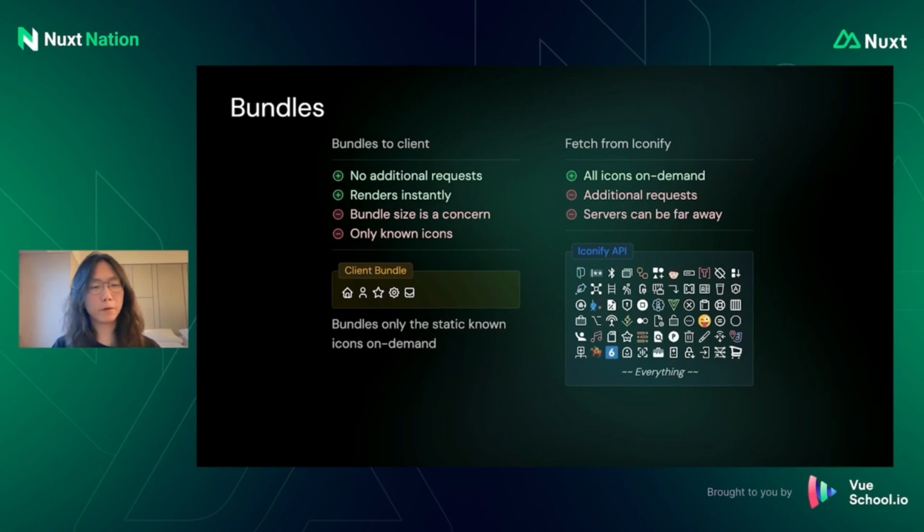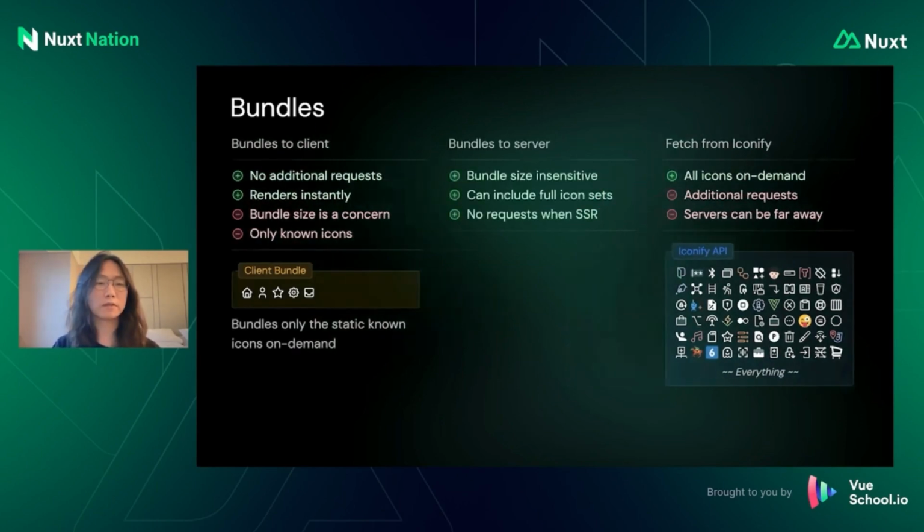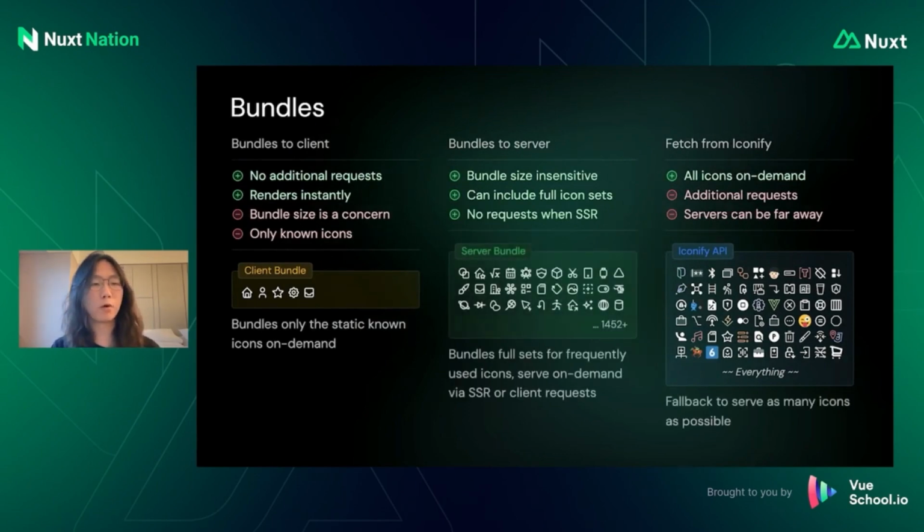And since Nuxt is a full-stack framework, we can find a middle ground by introducing a server bundle. On the server side, bundle size is usually less of an issue, so we can bundle more icon sets. During SSR, those icons can be fetched quickly and sent to the client on demand. With this setup, we can use Iconify API as the final fallback, ensuring high performance for the most commonly used icons while also being able to serve any icons from Iconify.